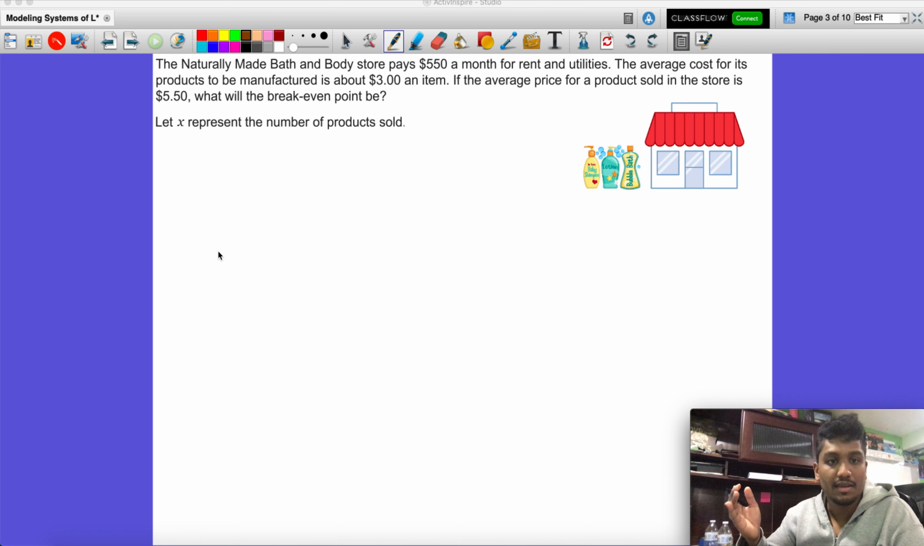Scenario. Okay, same exact thing, might be a little bit different. It says the naturally made bath and body store pays $550 a month for rent and utilities. The average cost for its products to be manufactured is about $3 an item. If the average price of a product sold in the store is $5.50, what will be the break-even point?